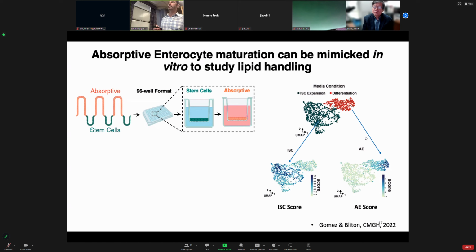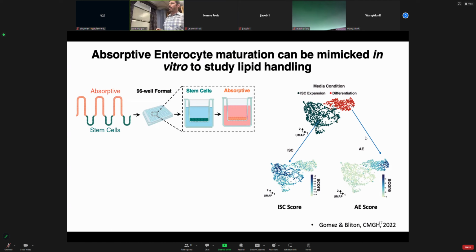So if you look at the top schematic, the green cells, we did single cell sequencing on those. And then once we differentiated them, meaning we took off the stem cell media and put on a differentiation media to push them towards the absorptive lineage, we did single cell sequencing on that. If you look on the right-hand side, these are the data for that. Green are cells that were in the stem cell expansion media only, so they should be mostly stem progenitor cells, and the orange is the differentiation media.